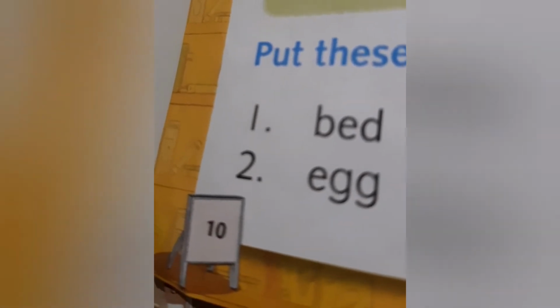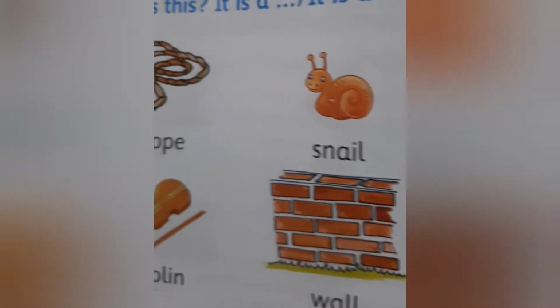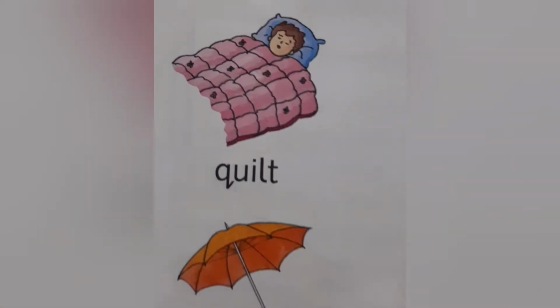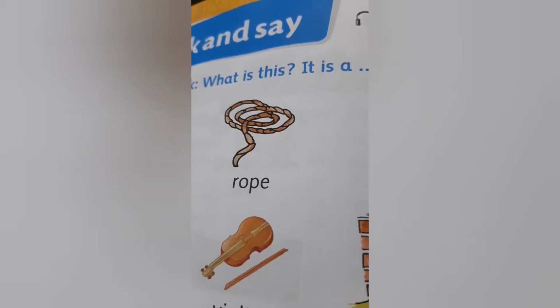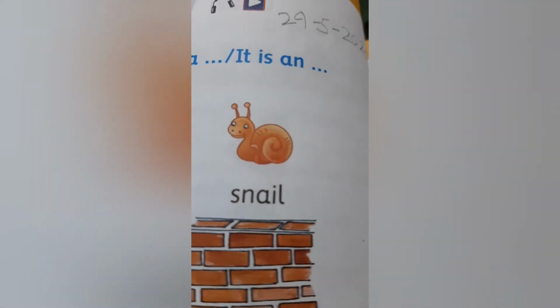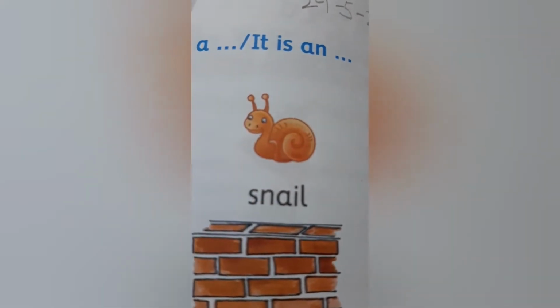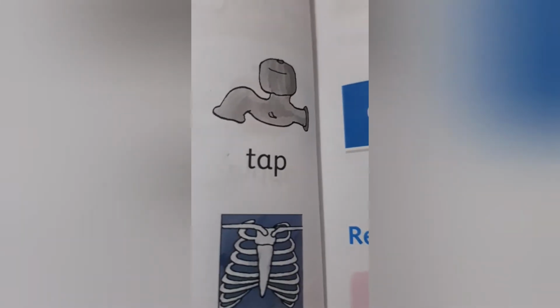Today we will start with Modern English UKG page number 10 and let's have practice with "it is a" or "it is an". So first is: it is a equal. It is a rope. It is a snail. It is a tap. It is an umbrella.